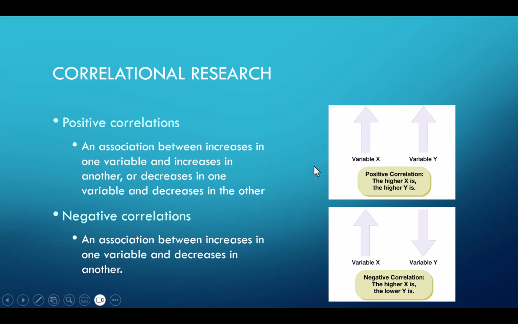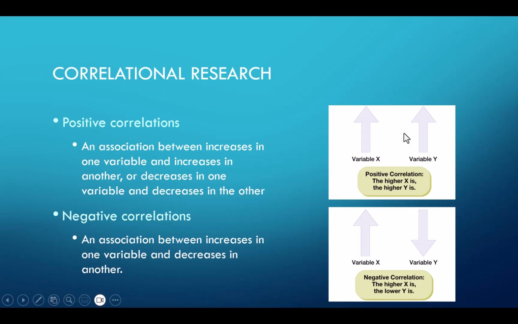An example of a positive correlation might be as the number of hours spent studying increases, variable X increases, grades increase, your exam grade increases. So as variable X, study time, increases, variable Y, exam grade, increases.